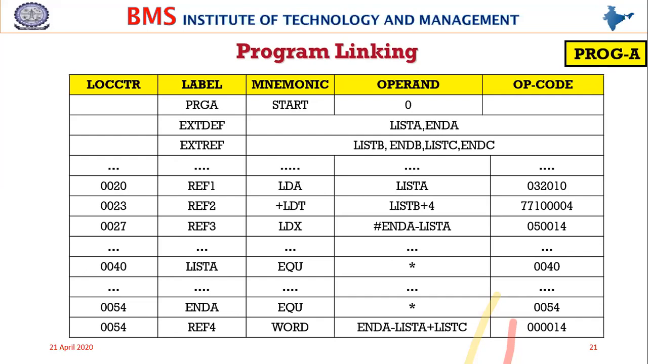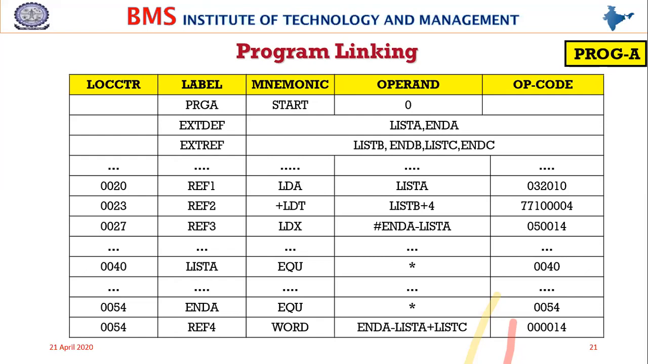It may be an absolute address or it may be a relative address, whatever it may be, that will be the value for your operand for your LDT. Similarly, I have ref3, which is also a label, which has the instruction LDX #NDA minus list A, that is the address of NDA minus the address of list A. So NDA and list A are both STDF, meaning defined in the same control section. So we don't need a modification.